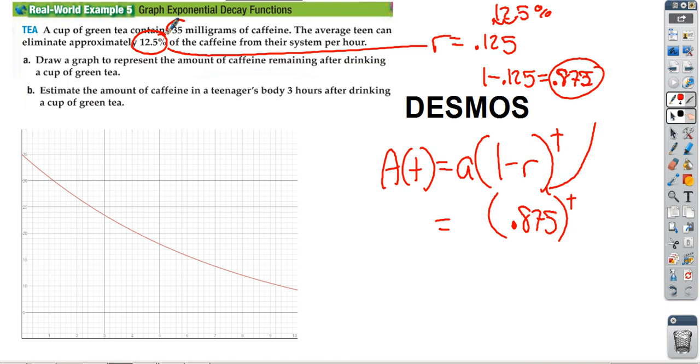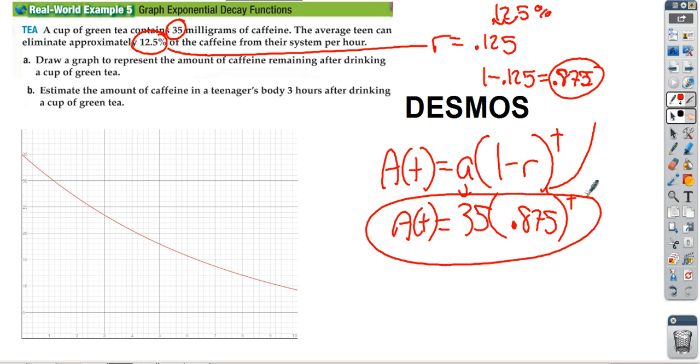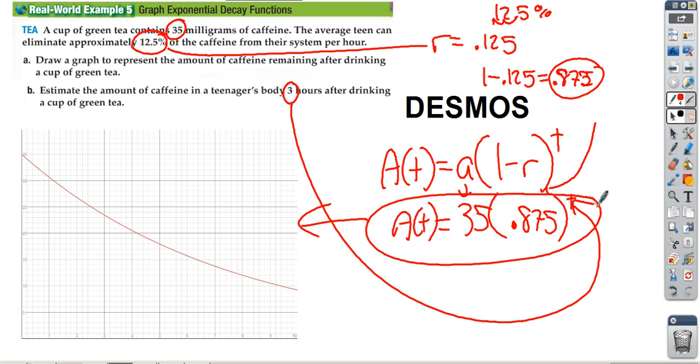And this is the initial amount. Remember, A stands for the initial amount, so that is how much is originally in somebody's cup of coffee. I guess they say tea or coffee, green tea. So if you graph it, it looks like this right here. It says estimate the amount of caffeine in a teenager's body 3 hours after drinking that tea. So we take that number, and that stands for time. We plug in 3 right there.